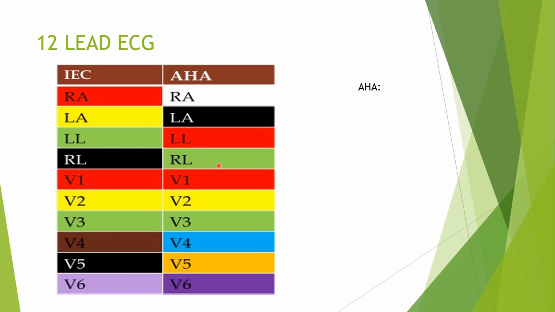Coming to the chest electrodes, as per AHA, remember it as red, yellow, green, that is the traffic light colors. Then remember BOP, B-O-P, that is blue, orange and purple. But in IEC, V1, V2, V3 are similar, that is red, yellow, green. But V4 is brown, V5 is black and V6 is violet.